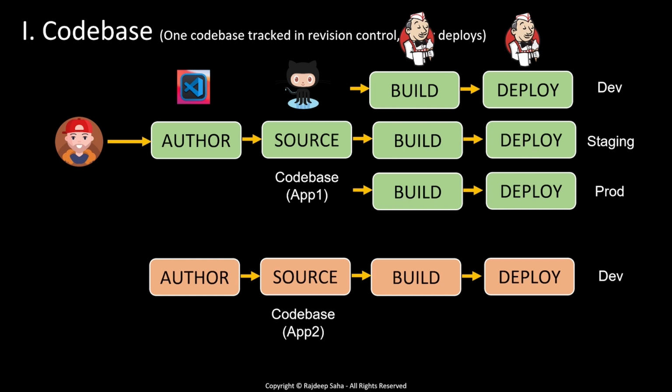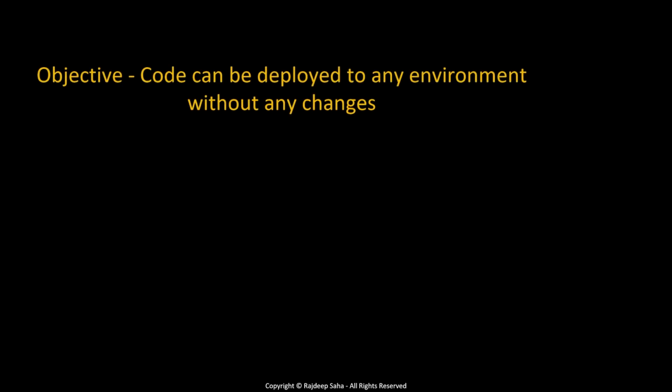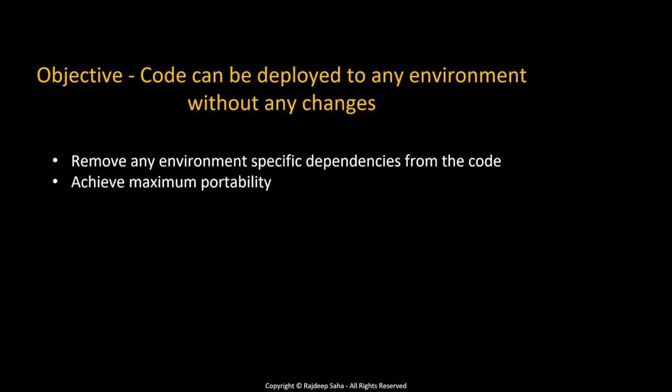Another thing, the dev, stage, and prod may not be the same. All this is saying is the actual application code needs to be the same, but there is other configuration, maybe the size of the database, or even the endpoint of the database, that will be different because you will deploy databases in 3 different environments. Those will be controlled outside of the code. And that brings me to the next few factors. The objective of the next few factors is that code can be deployed to any environment without any changes. How do you do that? You remove any environment-specific dependencies from the code and you achieve maximum portability.